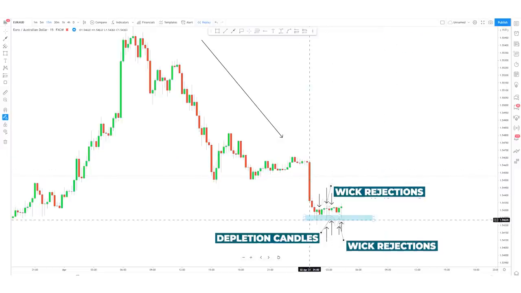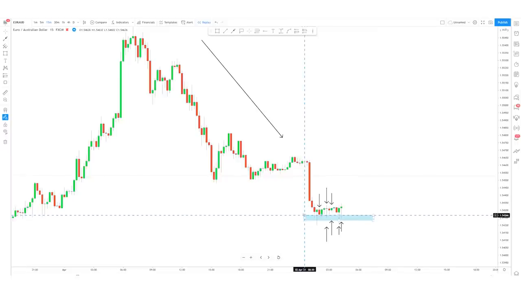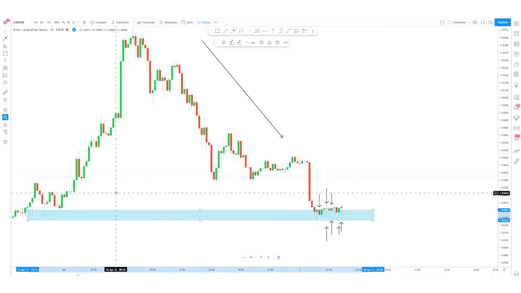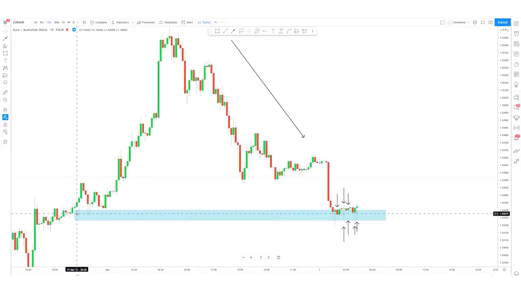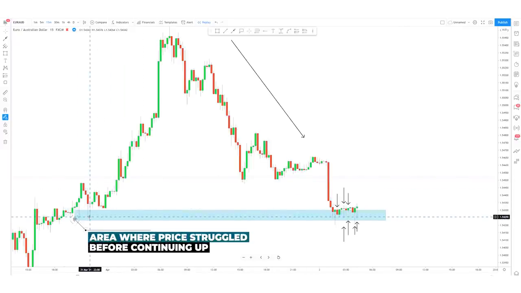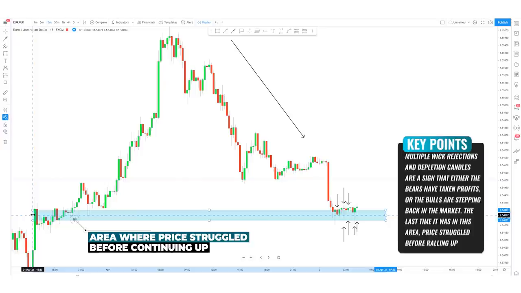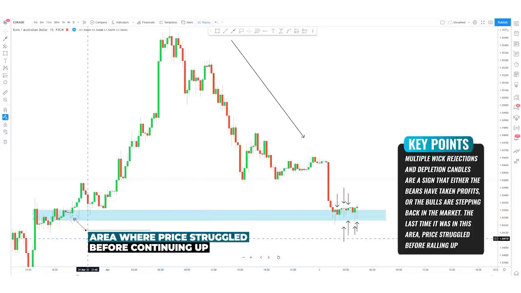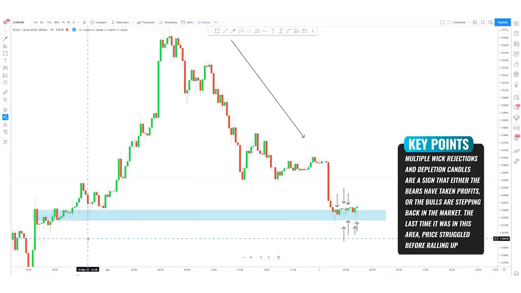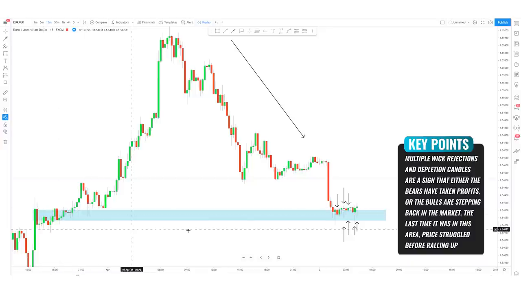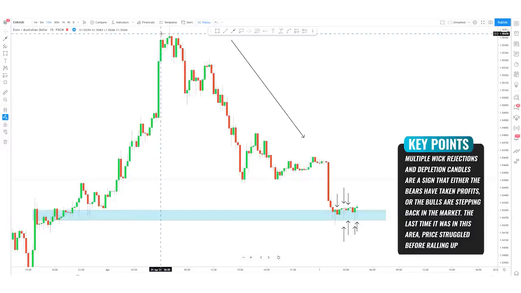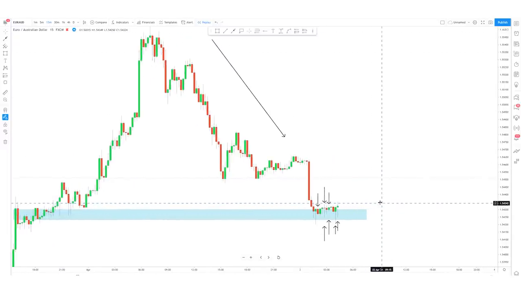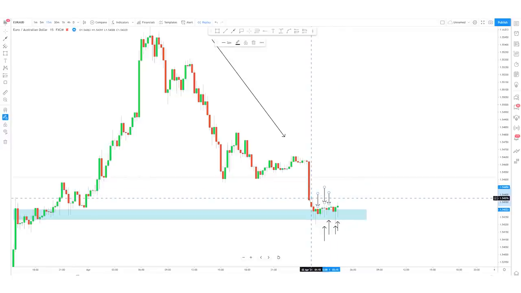Now, we can also add some more confidence to this by simply dragging this to the left. If you look here, past history has told us that price around this area also struggled before continuing to push up. Multiple wick rejections, lots of indecision candles. So this is a sign that, guess what? Either the bears are taking profits because they've hit targets, or the bulls are stepping back into the market because the last time it was at this area, price struggled for a little while before rallying to the upside. But we can't take a trade yet, but we can now start to build a picture.